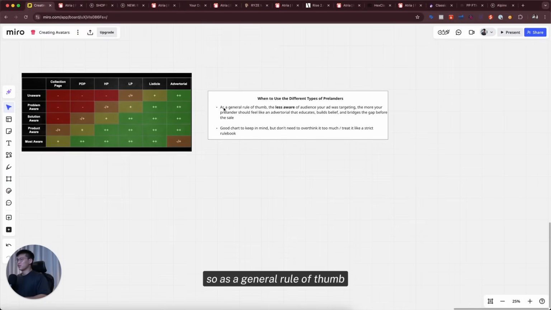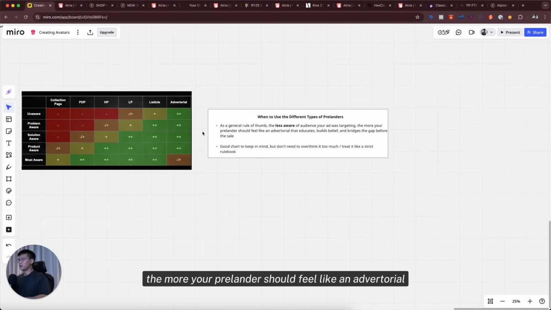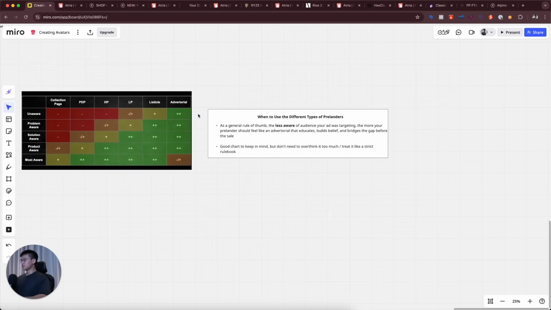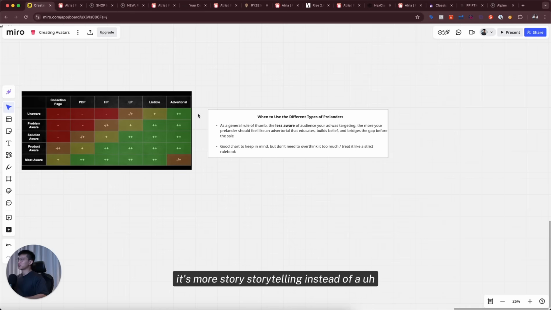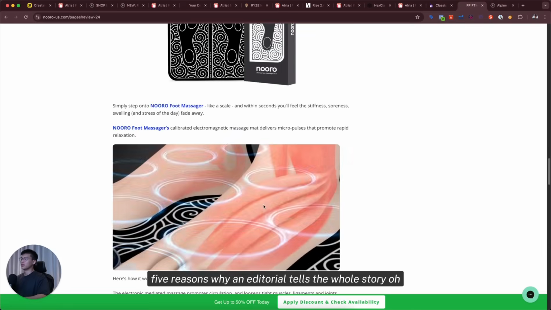Okay. So, as a general rule of thumb, the less aware your audience is, the more your Prelander should feel like an editorial. Usually, the longer it will be to educate them, build belief, and bridge the gap. Why do we need an editorial? Why does it work well for unaware audiences? Because an editorial is basically more storytelling instead of a Hexclad 5 reasons why. An editorial tells the whole story.